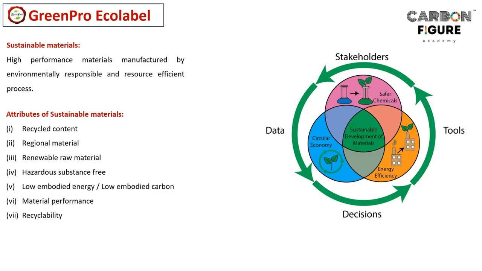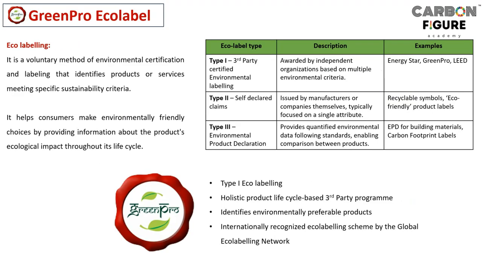In that context, for awarding a product as a green product, we have the eco-labeling concept. Eco-labeling is a voluntary method of environmental certification and labeling that identifies products or services meeting specific defined sustainability criteria. It helps consumers make environmentally friendly choices by providing information about the product's ecological impact throughout its given life cycle. So that is an eco label.